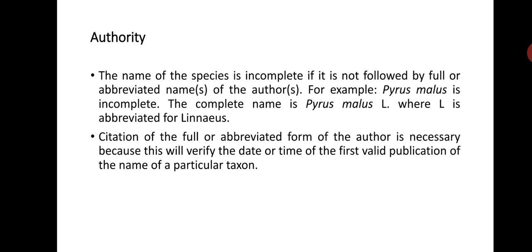Next, moving on to authority. The name of the species is incomplete if it is not followed by the full or abbreviated name or names of the author or authors. For example, Pyrus malus is incomplete. The complete name is Pyrus malus L., where L. is the abbreviation for Linnaeus. Citation of the full or abbreviated form of the author is necessary because this will verify the date or time of the first valid publication of the name of a particular taxon.